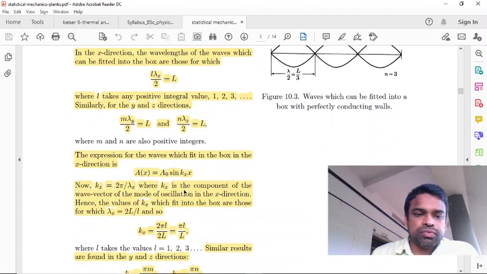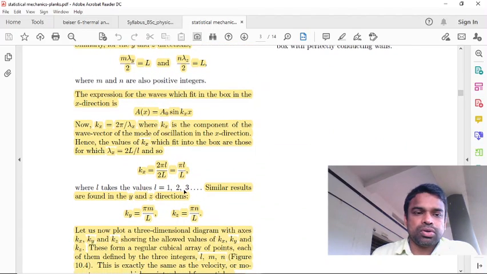Now the expression for the wave which fits in the box in the x direction is A(x) equal to A0 sine kx x. K is 2 pi by lambda, therefore kx is 2 pi by lambda x. Kx is the component of the wave vector of the mode of oscillation in the x direction.